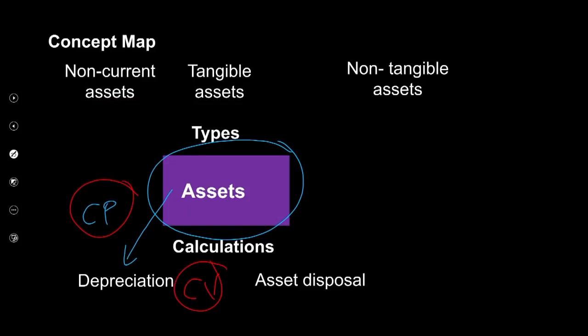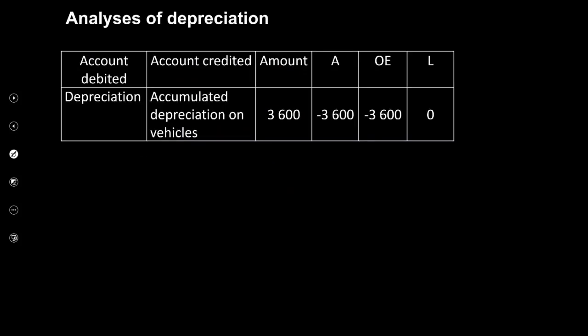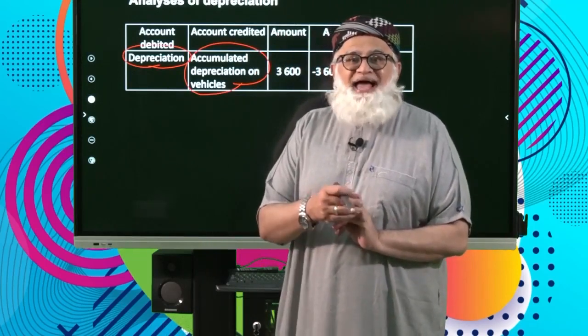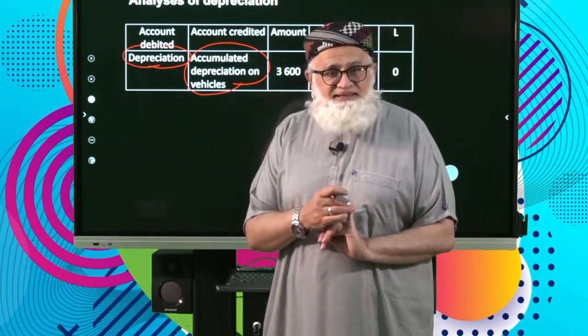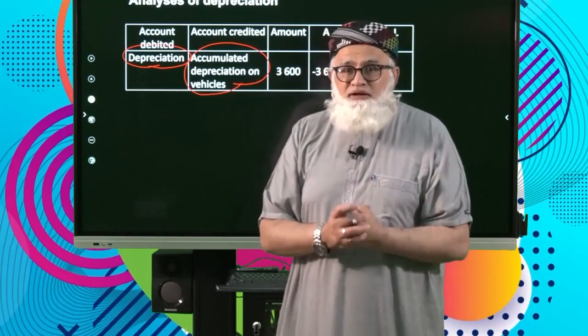Now, let's go through this in terms of the analysis of depreciation. When you're saying account debited, you're debiting depreciation. Why? Because it's an imputed expense, a debit to depreciation. You credit accumulated depreciation on vehicles. Why are we crediting accumulated? Because accumulated depreciation is what we refer to as a negative asset. What do we mean by that? By a negative asset, we mean it's that part of the asset that you have used up to date.